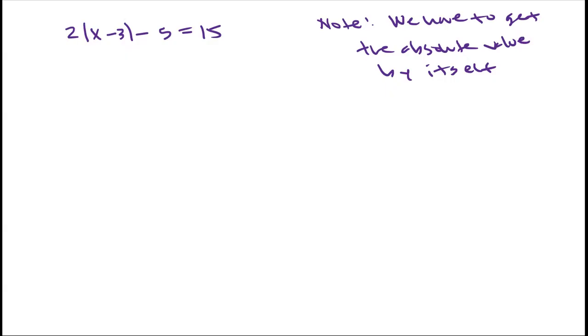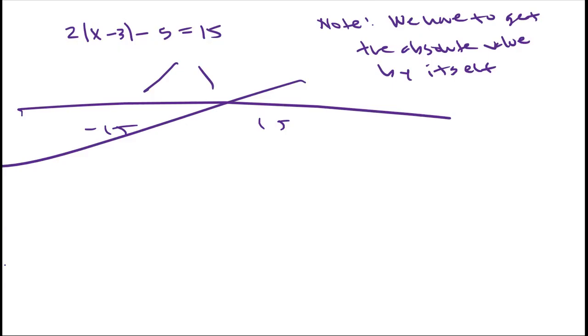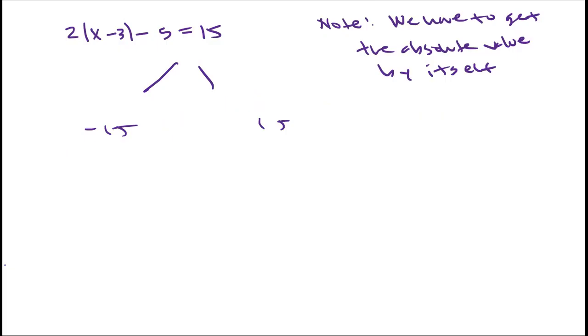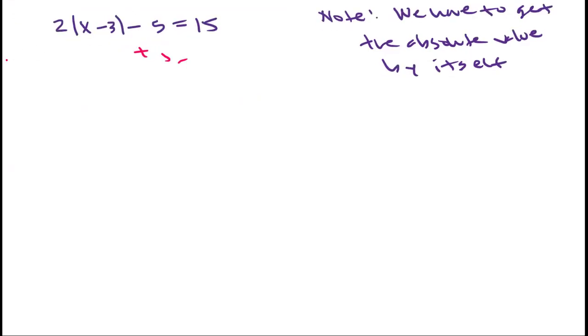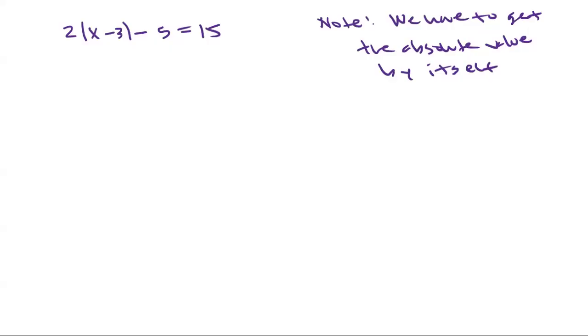All right, so in this case, again, I can't start going, oh, this is going to be -15 and +15. No, don't do that. Please don't do that. That is not correct. We need to get the absolute value by itself. So that means we need to add 5 on both sides. Okay, so again, we're going to add 5 to both sides.